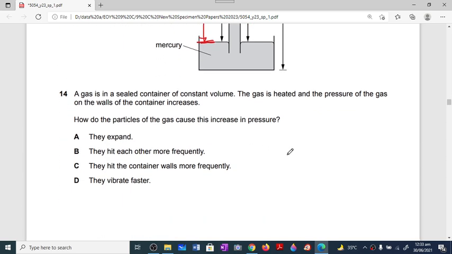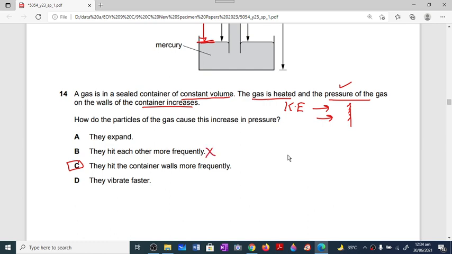Now for question number 14, a gas is sealed in a container at constant volume. The gas is heated and the pressure of the gas will increase. When the temperature increases, the kinetic energy of the particles will increase. They will hit the walls of the container more frequently, which results in an increase in pressure. So for question number 14, the correct option is more frequently.